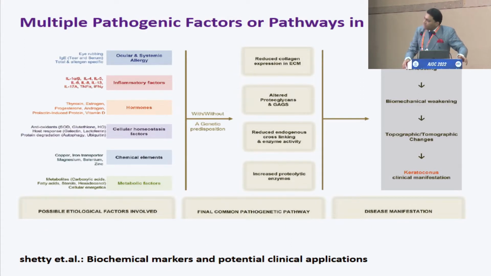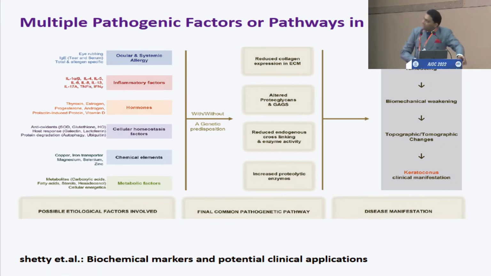This is a paper we published with my ex-fellow Dr. Vaitesh, who is in New York now. We looked at all the multiple pathogenic factors in the pathway of keratoconus. To create this pathway, it took close to 12 years. We started off with allergy as one of the factors, as eye rubbing, in 2009.